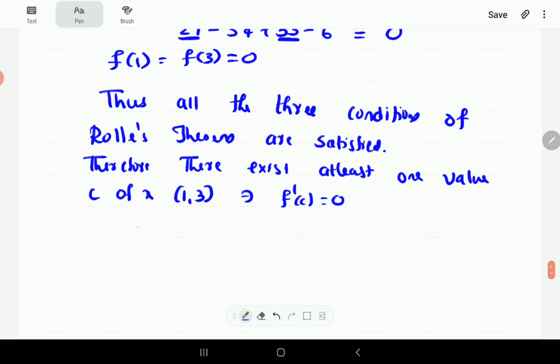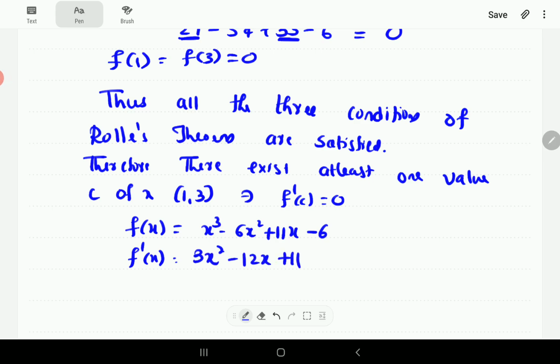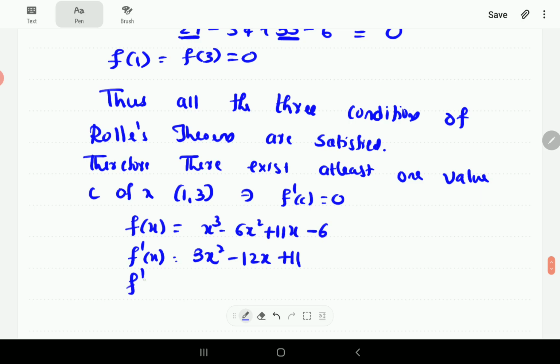So let us write f of x again. f of x is x cube minus 6x square plus 11x minus 6. Find out f dash of x. So here basically this is 3x square minus 12x plus 11. This is your f dash of x. So our f dash of c will be 3c square minus 12c plus 11 equated to 0. So this is what we have to equate to 0.